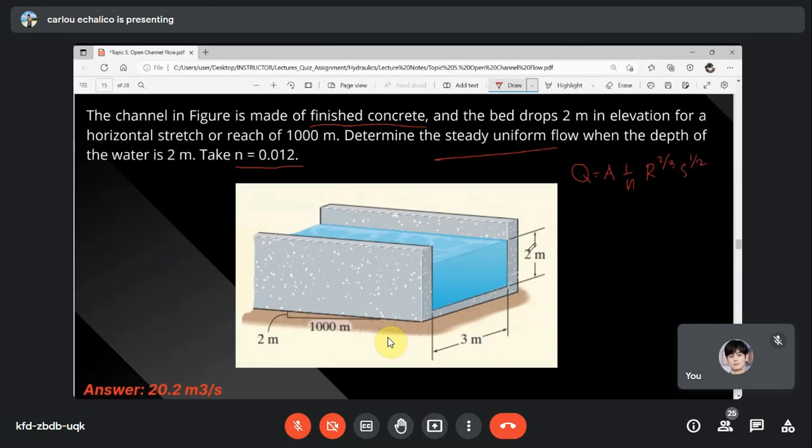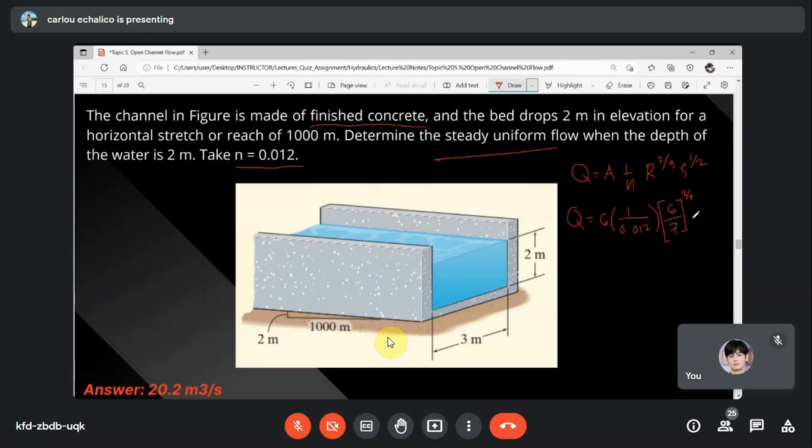Okay. So, the area, since the depth is 2 and the width is 3, is 2 times 3, so that is 6. Then 1 over n, where n is 0.012. The hydraulic radius R is the ratio of the area over the wetted perimeter. The area is 2 times 3, so 6, over the wetted perimeter 2 plus 3 plus 2, which is 7. Raised to 2/3.